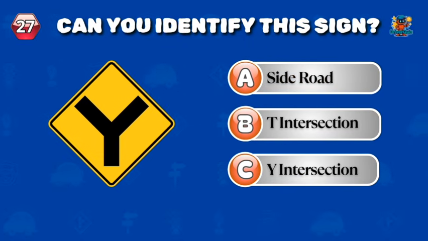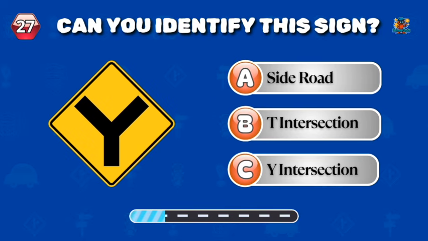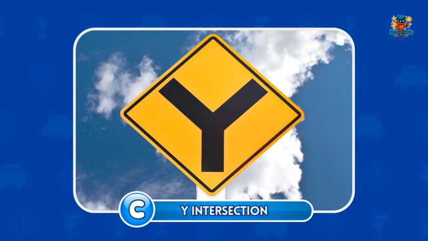Question 27. A. Side road. B. T intersection. C. Y intersection. Y intersection. The road splits ahead into two branches, forming a Y shape. Slow down and prepare to yield or turn.